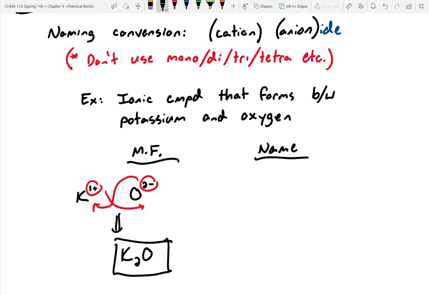What would the name be now? Potassium goes first. And then it would go oxide. The IDE suffix is there. Students will often ask, well, why don't we do the mono, di, tri, tetra? Wouldn't that make it easier? In this case, it's assumed that potassium oxide is always going to be K2O in order to have your charges balance. So they just say it's assumed, it's implied, you don't need mono, di, tri, tetra for these simple ionic compounds. Does that make sense?